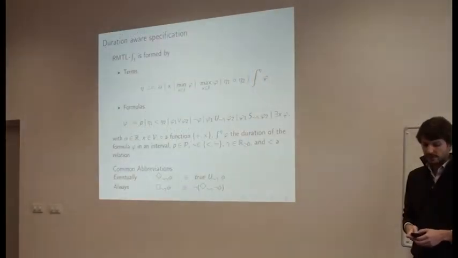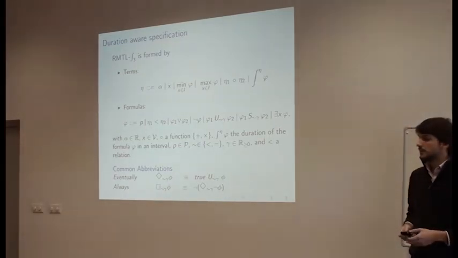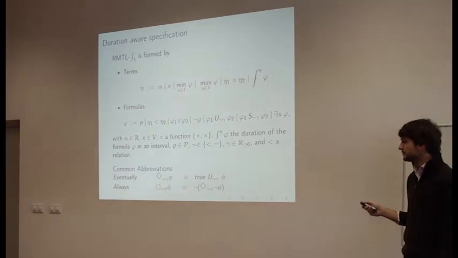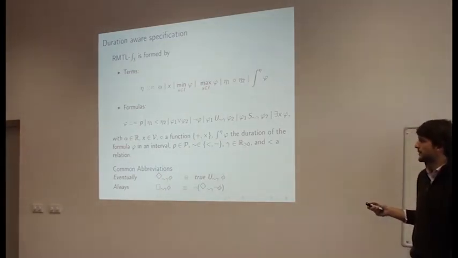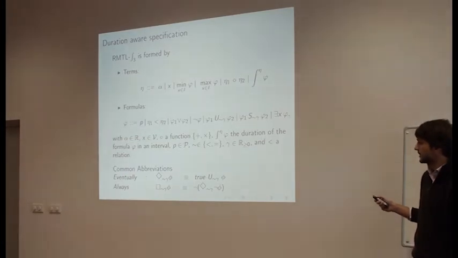So what is RMTLD3? Basically RMTLD3 is a metric temporal logic that is composed of terms and formulas. Formulas are basically composed of propositions, of inequality conditions or relations between terms, where terms are defined here. We have the OR operator, that is the logical operator. We have the negation. We have the until operator, the since operator that I will explain next, and we have the existential quantification over formulas of this type.